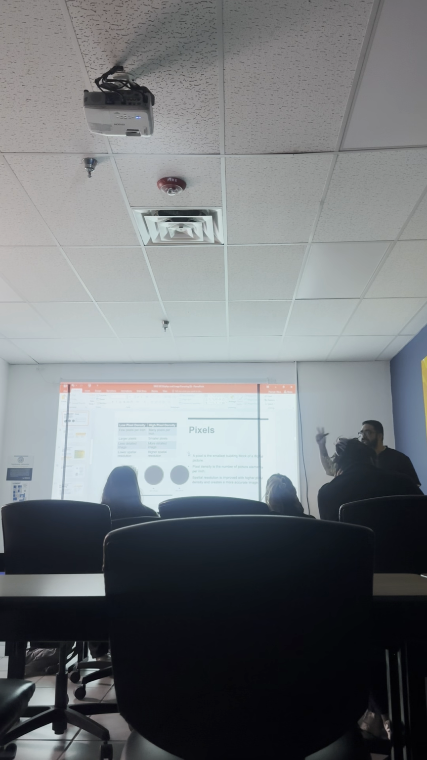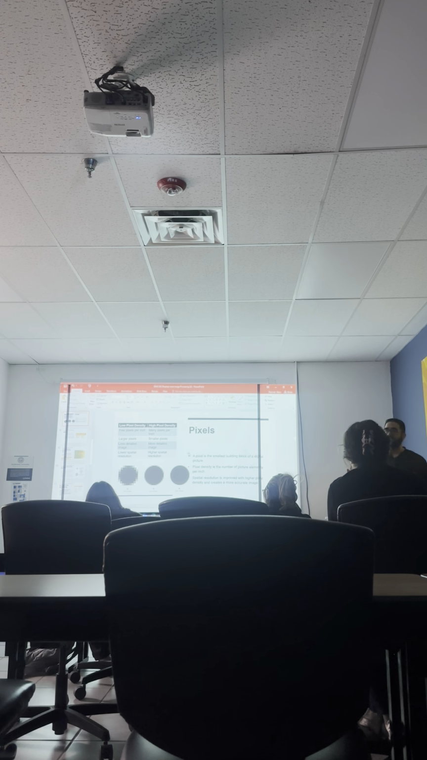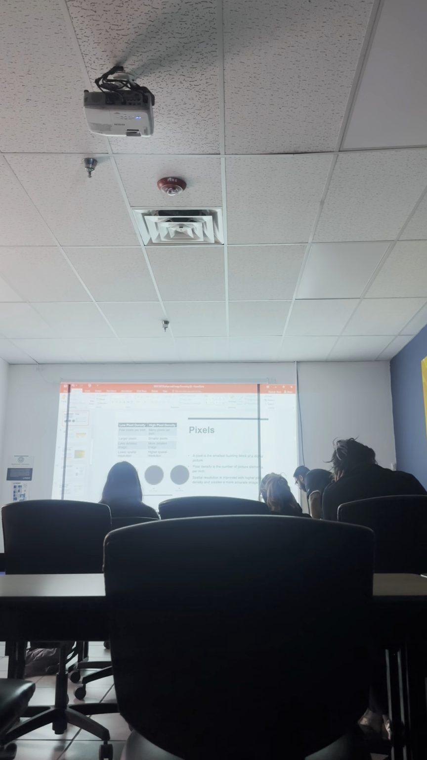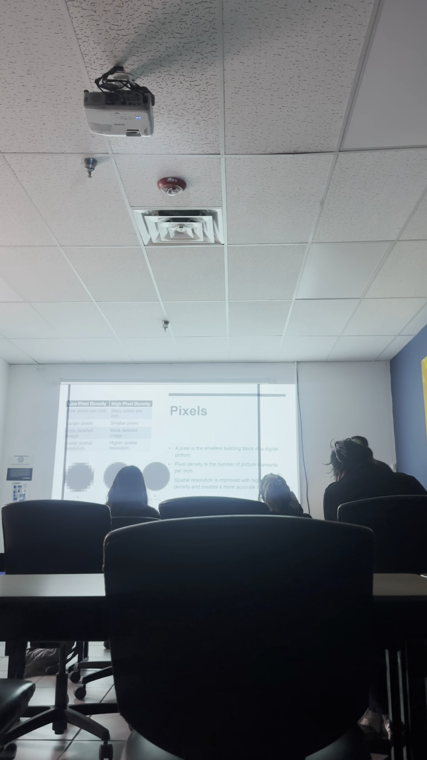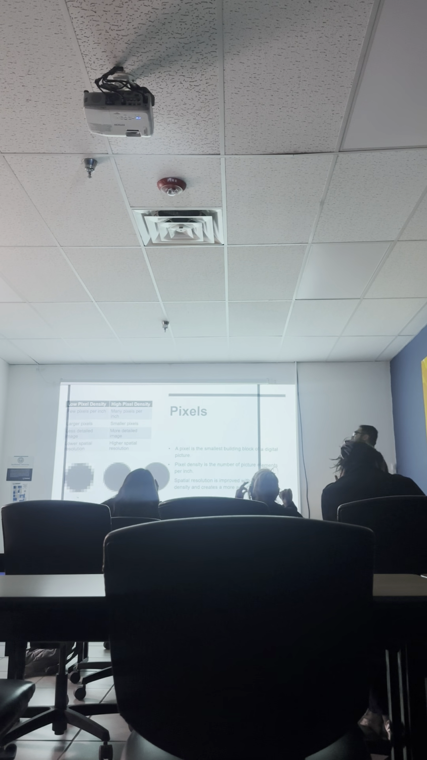But that's the way the screen is. The screen has its set pixel density already. We cannot manipulate it. Okay, we cannot manipulate the pixel density. So we want higher pixel density. Pixel density improves what resolution? Spatial resolution. And what makes up spatial resolution? Axial, lateral, and elevation.